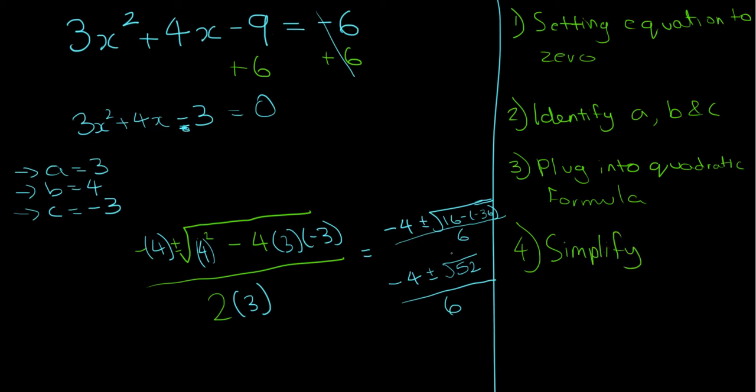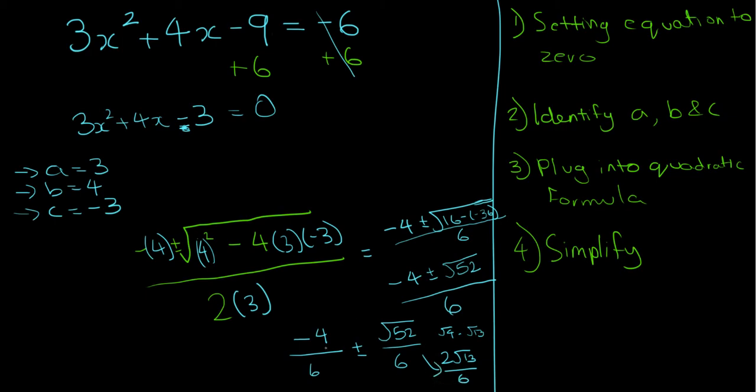Okay. So let's split this apart so we can work with it a lot easier. So negative 4 over 6 plus or minus square root of 52 over 6. Now can we simplify square root of 52? Actually we can break this down into square root of 4 times square root of 13. And square root of 4 is just simply 2. So this would turn into 2 root 13 over 6.